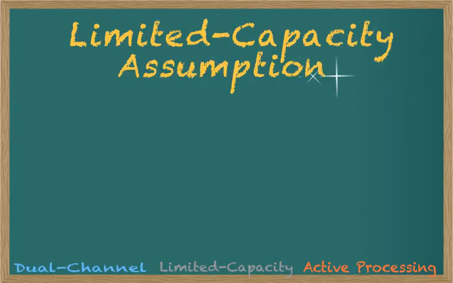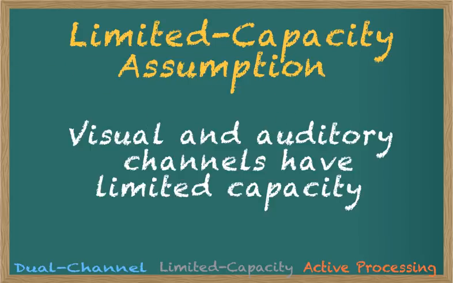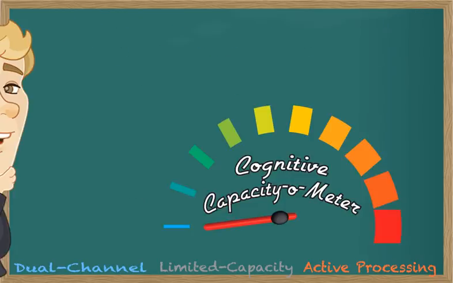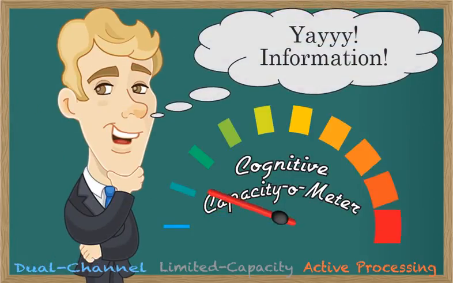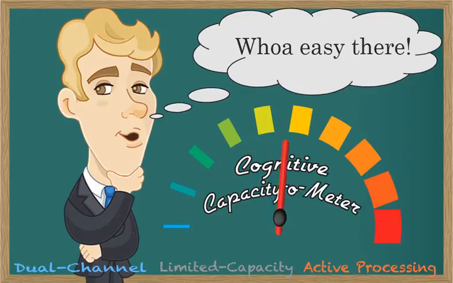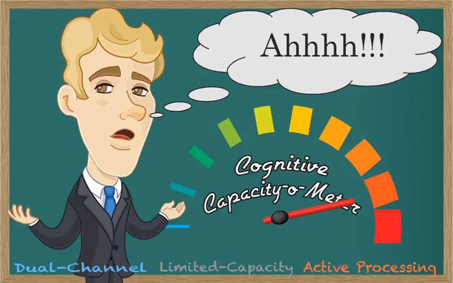The limited capacity assumption indicates that both the visual and auditory channels have limited capacity. Learners can process only a limited amount of information at a time on each channel. When learners receive too much information for their visual and auditory channels to handle, cognitive overload occurs, and the learning experience is hindered.